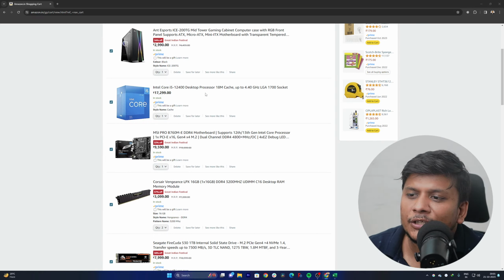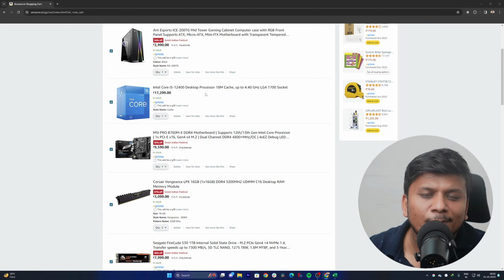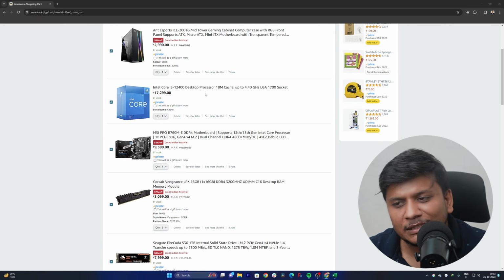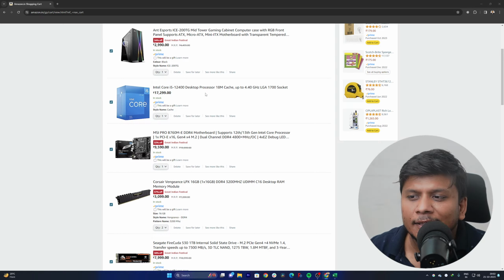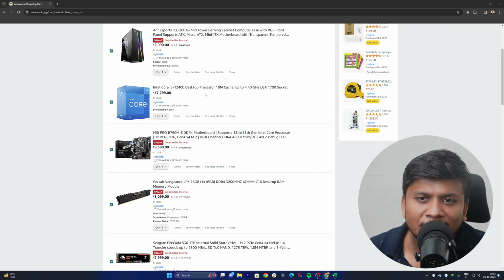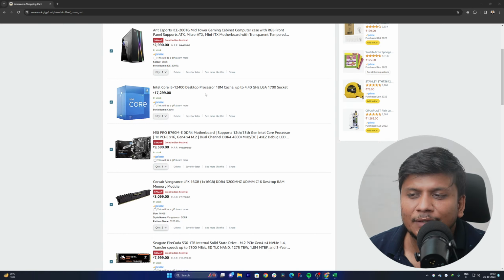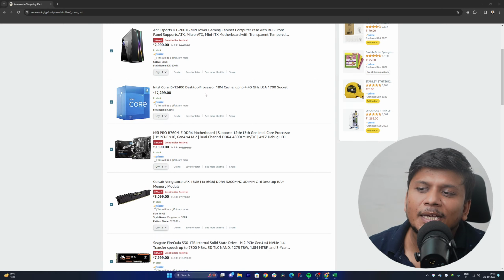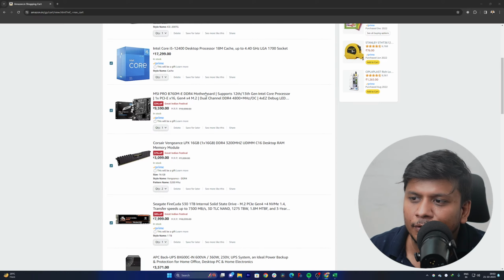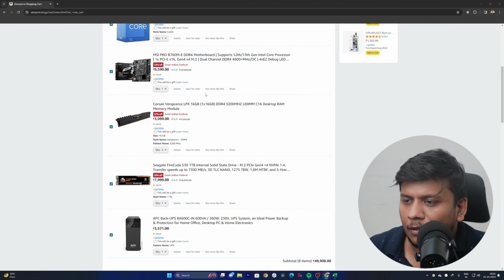Then we are using the Intel Core i5-12400, and I explained why we did not go for the 13400, since we did not see that much performance gain for the price we pay. That one is very costly, 24,000 something. Here we are getting this one at 17,300. Again, a very good purchase and value for money.